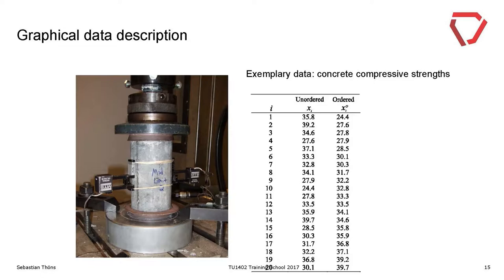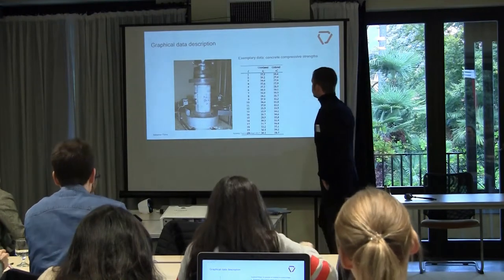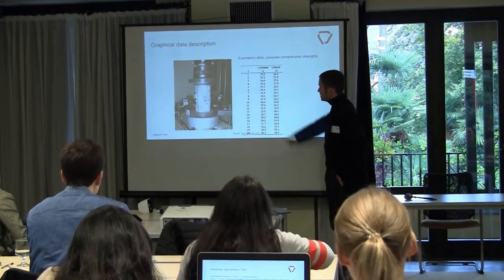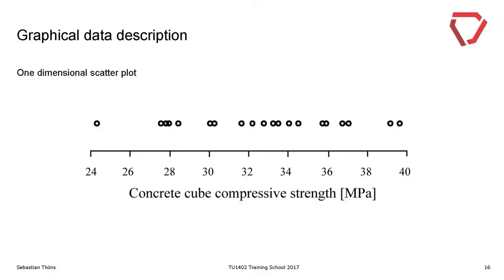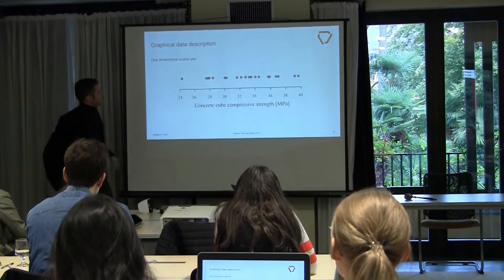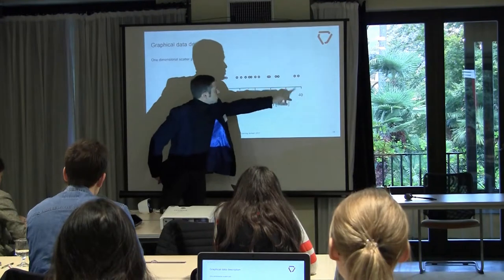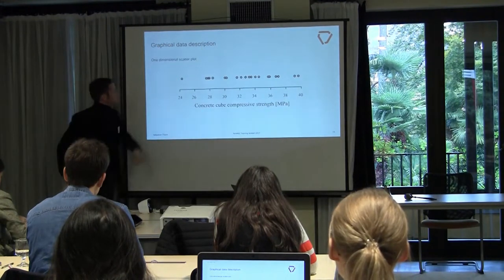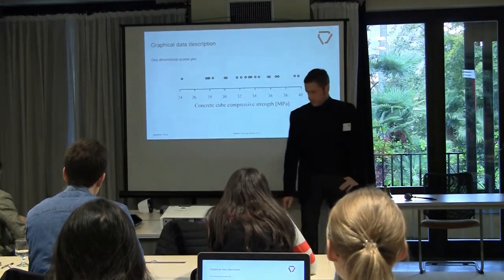And that's our concrete compressive strength. Here it is unordered, here it is ordered. And this is a one-dimensional scatter plot. That's already graphical data description, the simplest thing we can do with one-dimensional data. It's a scatter plot, and we see the range from 24 to almost 40 or a little higher. I think it's 25 here. And we can already guess the mean of the data.